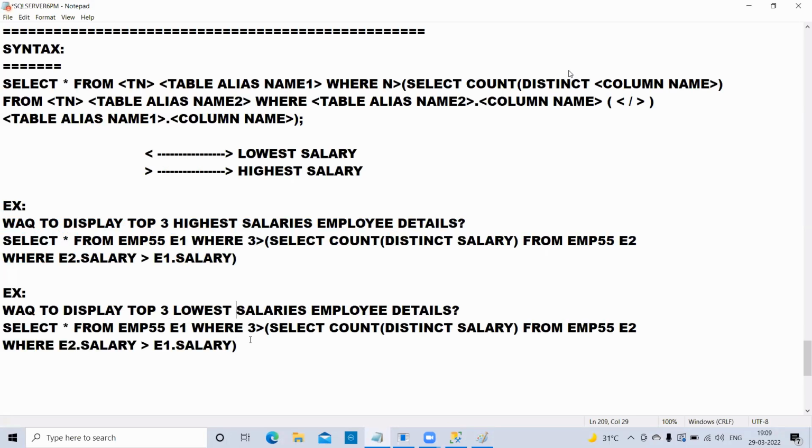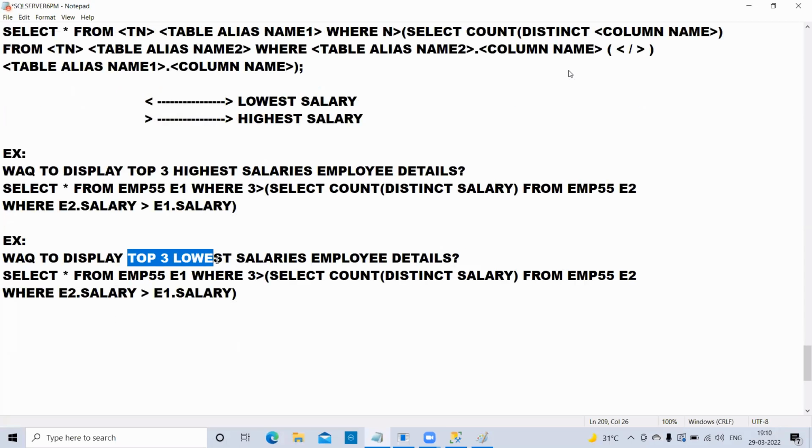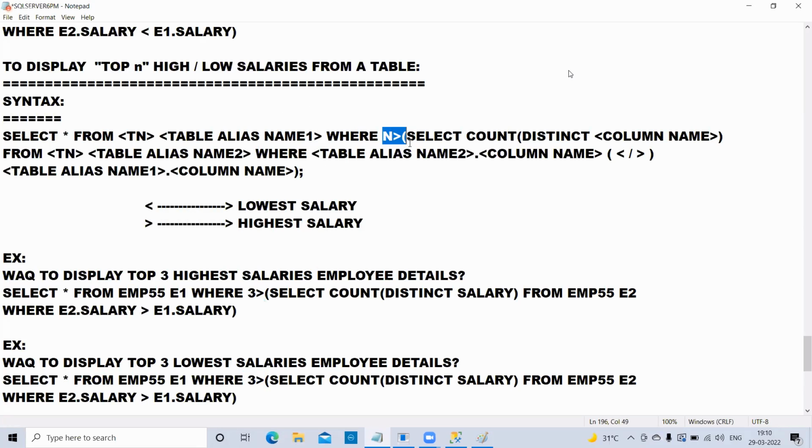At my n greater than place I want to change, or the inner query I want to change? Many people are thinking that for the top 3 lowest, here I want to change. That means they're thinking of changing it to 3 less than. But this is not right, this is wrong. Why? Because here this is a fixed formula, n greater than. This formula we cannot change. Whatever I said in the syntax, it's fixed here.